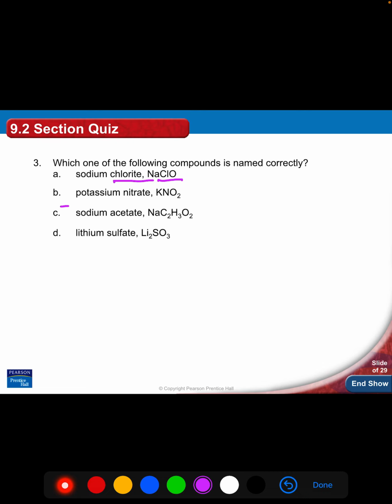Potassium nitrate is actually NO3. This is potassium nitrite. So this is not correct. Sodium acetate, that is the correct formula for sodium acetate, so I'm sure that's our answer. But let's eliminate the last one, which is lithium, which is +1 sulfate, but sulfate is actually SO4. So they have it as 2-, so they have it balanced properly, but this would be lithium sulfite if you look up your ions. So again, the answer is C.